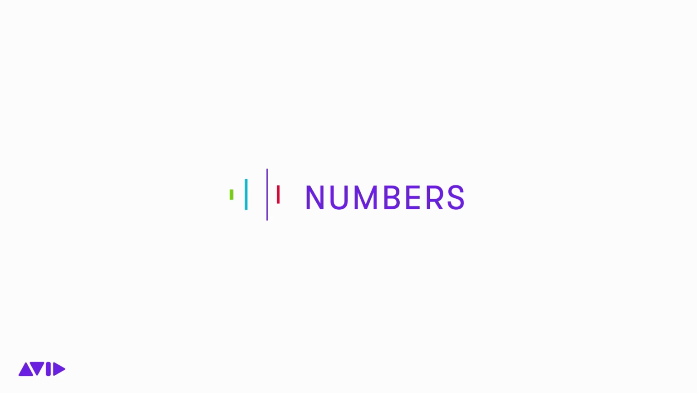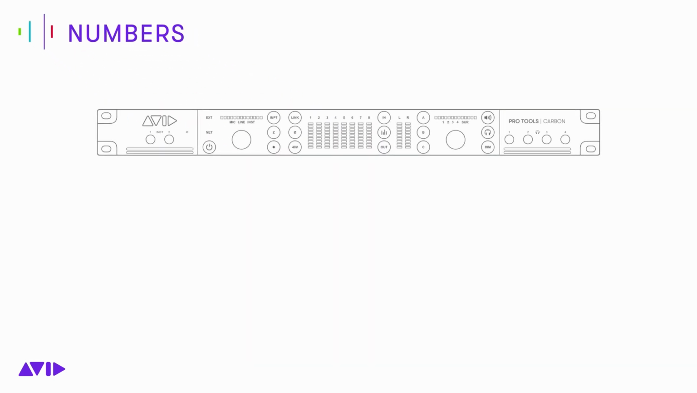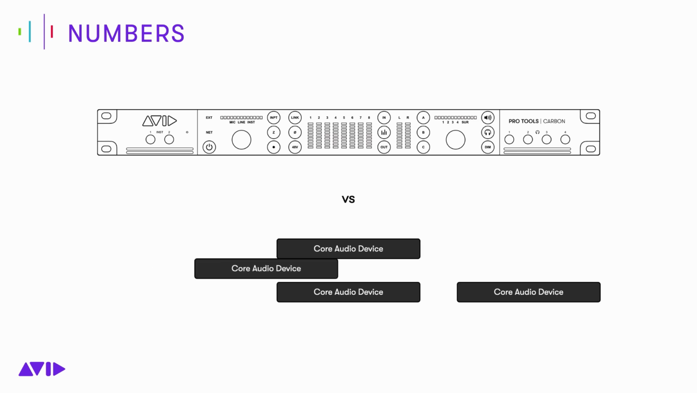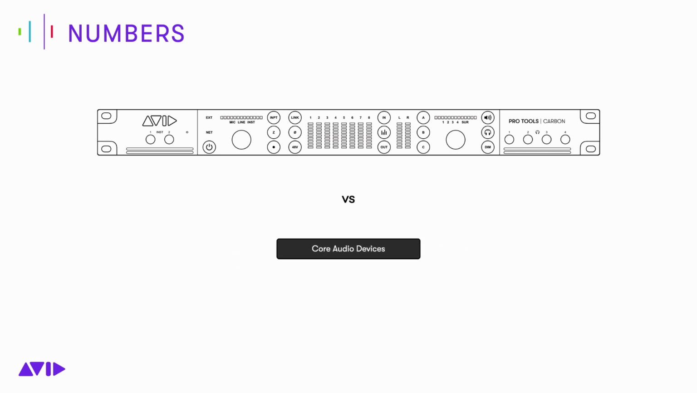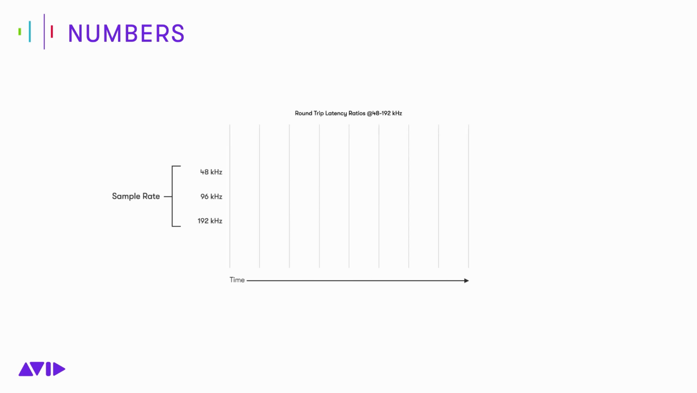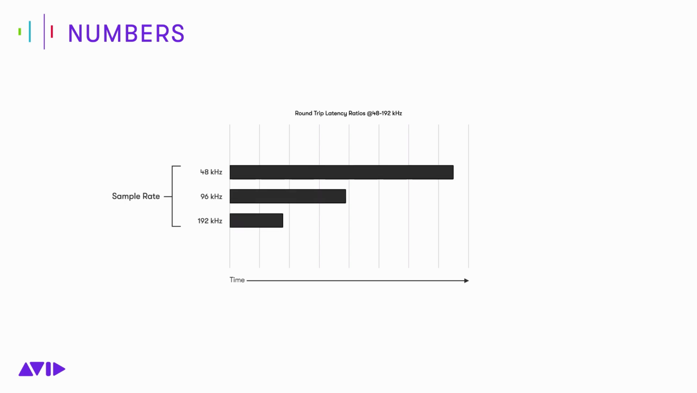Finally, let's look at some numbers comparing the round-trip latency of Pro Tools Carbon in DSP mode to third-party Core Audio interfaces. For as fair a comparison as possible, an average round-trip value was taken for measuring the round-trip latency on some of the most popular Core Audio interfaces on the market. All measurements were done at 48K, but it's worth mentioning that doubling your sample rate will halve the round-trip latency, but it requires a lot more processing power.